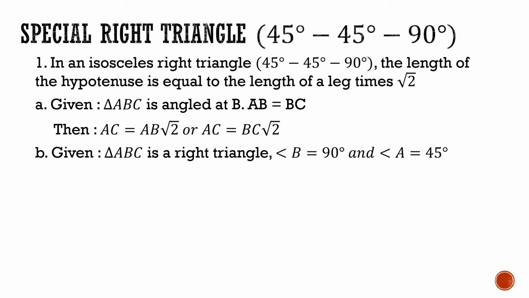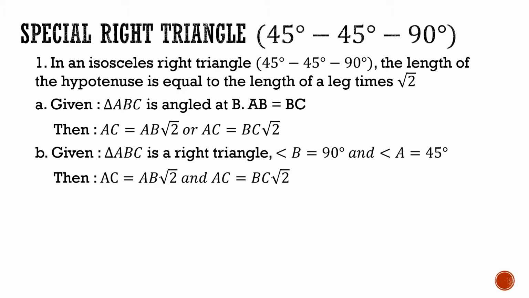Given triangle ABC is a right triangle where angle B is equal to 90 degrees and angle A is equal to 45 degrees, then the hypotenuse AC is equal to AB square root of 2 and the hypotenuse AC is equal to BC square root of 2.